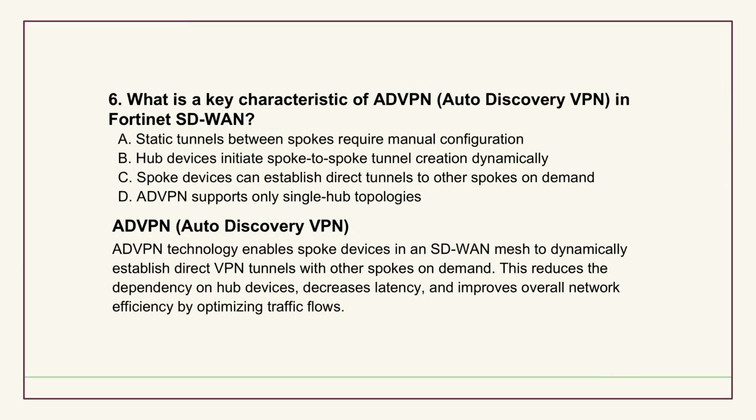Okay, let's talk about a more advanced setup: AD-VPN, Auto-Discovery VPN. This is often used in hub-and-spoke topologies. Right, and the goal is usually to let the spoke sites talk directly to each other without always going through the central hub. That's the big benefit, yeah. Efficiency.